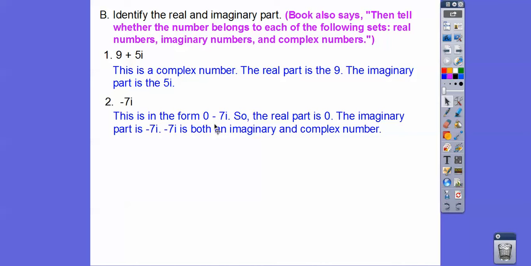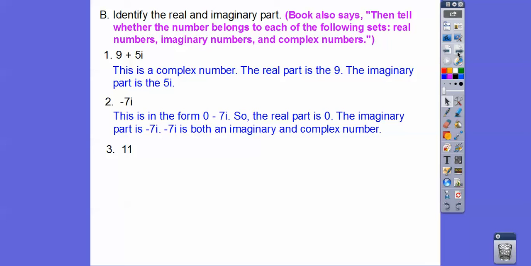So this is both an imaginary number and a complex number. It's not a real number because of the i right there. So it's an imaginary number, and since it actually has a 0 minus 7i, the 0 right there makes it complex. And don't get too bent out on that, you guys. It's not that bad.